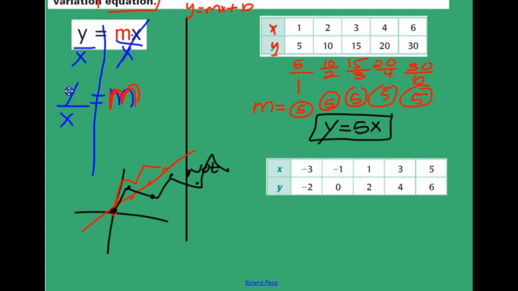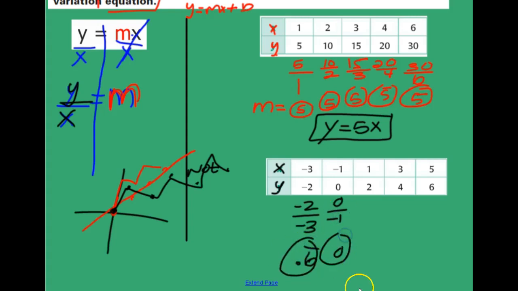Same thing here, we're going to take our y's and divide them by our x's. So negative 2 divided by negative 3. Well, I know two negatives make a positive. If I plug this in my calculator, it would give me 0.6 repeating. If I take this y and divide it by x, 0 divided by negative 1, well, 0 divided by anything is 0. So far we have one slope that's 0.6 and one that's 0. That's not going to make a nice straight line. This is not direct variation.